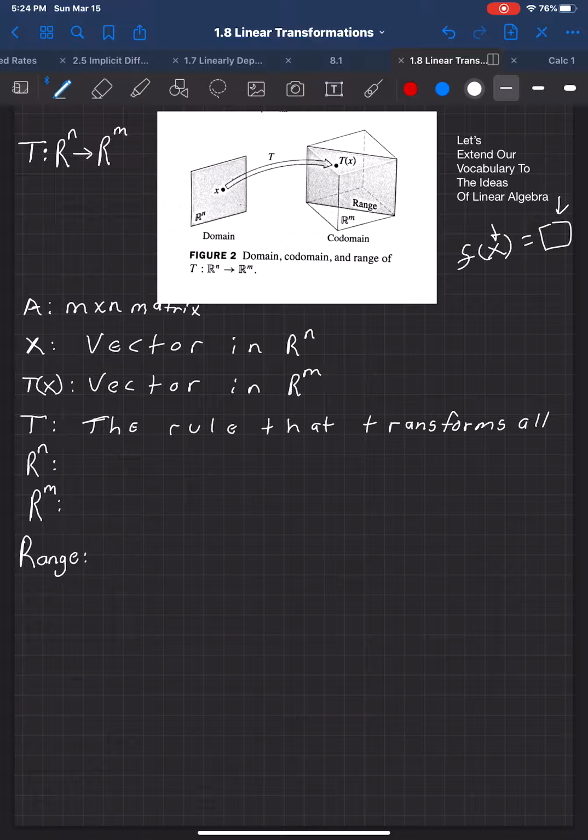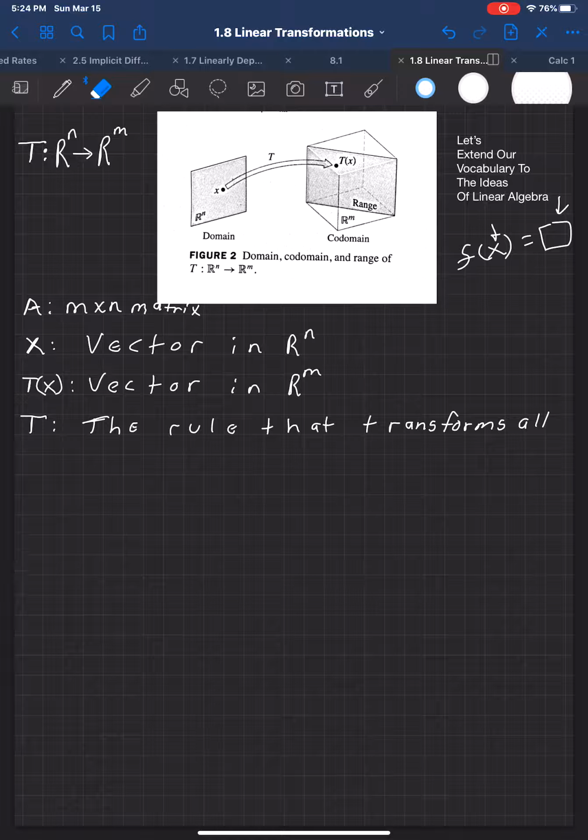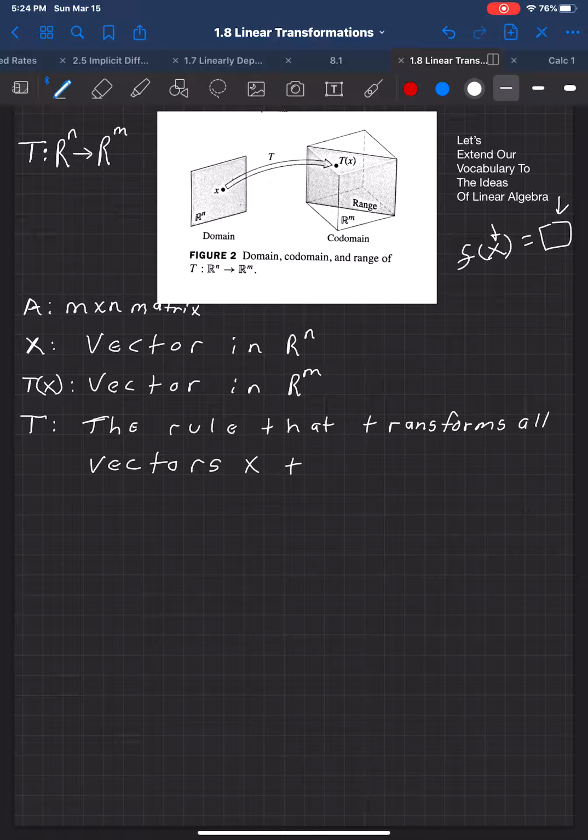Okay, let me give myself a little bit more space here. So it's the rule that transforms all vectors x to T of x. All right.